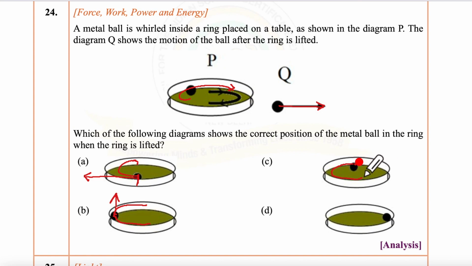If you lift the ring at this point, it will go along this direction, along the tangent. And here it will be clockwise, means it will come along the tangent like this. Now our observation is that the metal ball goes this way. So which is the correct option? Look for yourself. Isn't it C?